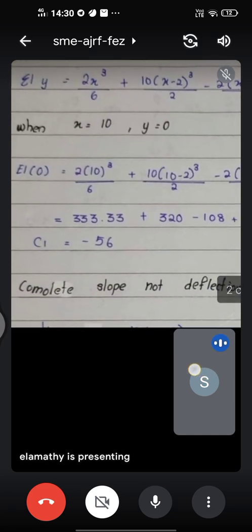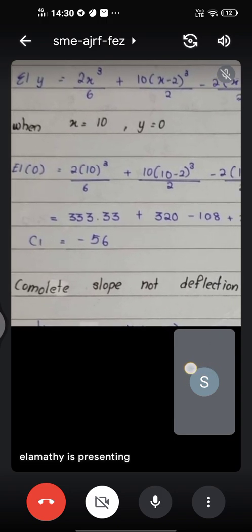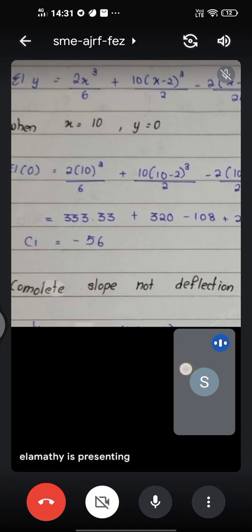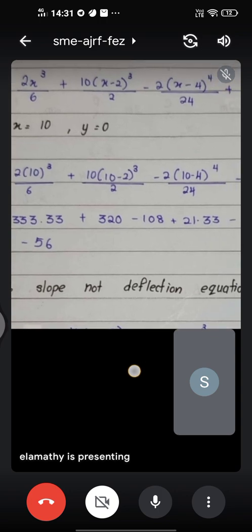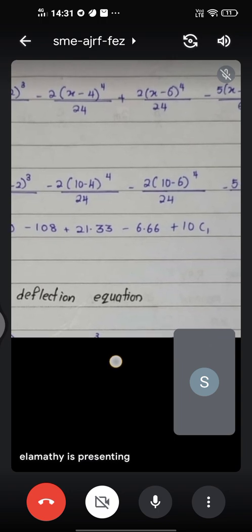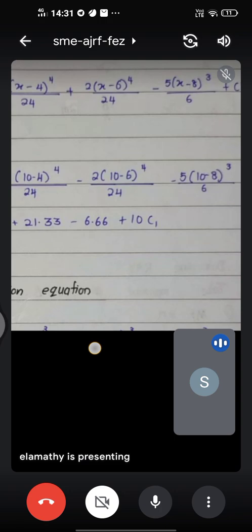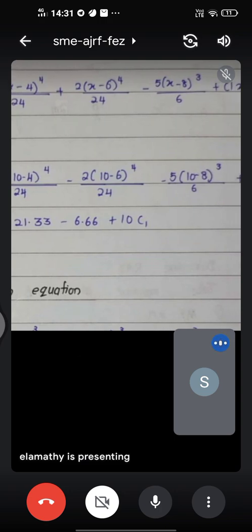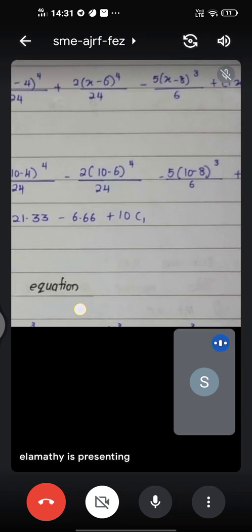When x equals 10, y equals 0. So 2 times 10 power of 3 over 6, then 10 times another 10 minus 2 power of 3 over 2, then negative 2 times 10 minus 4 close bracket power of 4 over 24, minus 2 open bracket 10 minus 6 close bracket power of 4 over 24, negative 5 times negative 8 power of 3 over 6 plus c1 equals 10.